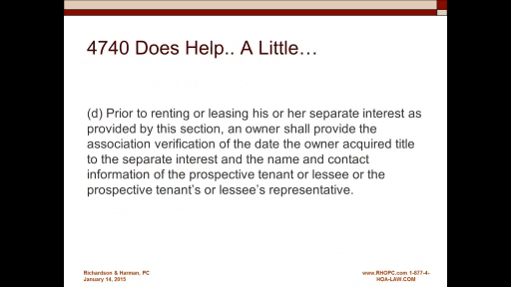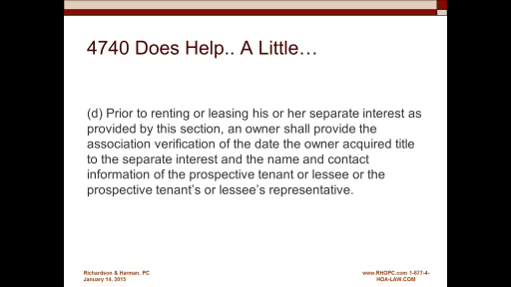4740 subsection D, which is now on your screen, says that the landlord has to provide the association verification of when they acquired title. Okay, well, hopefully most of the associations already know that, but also, more importantly, the name and the contact information of the tenant or the lessee, or that person's representative. So the association is supposed to be notified anytime a new tenant moves in to the property.